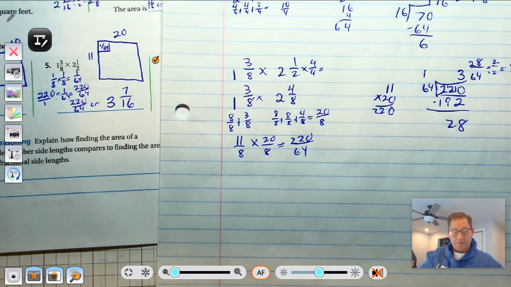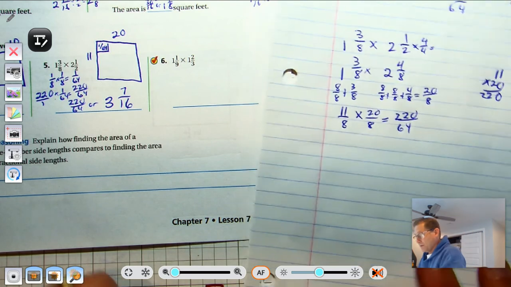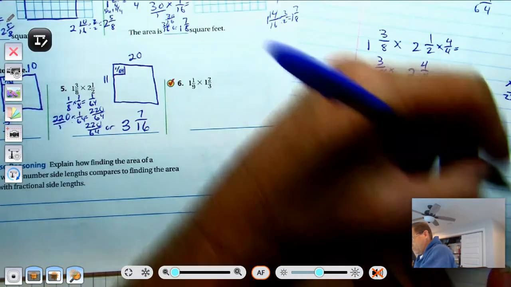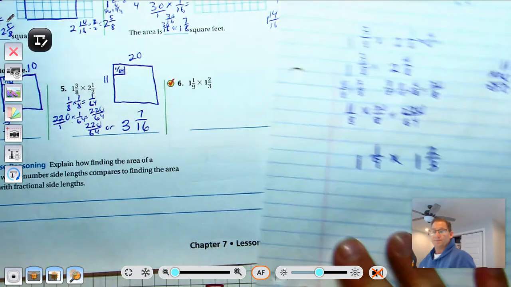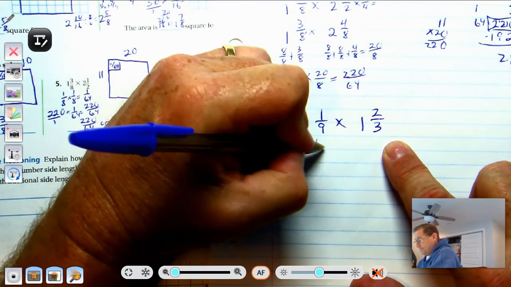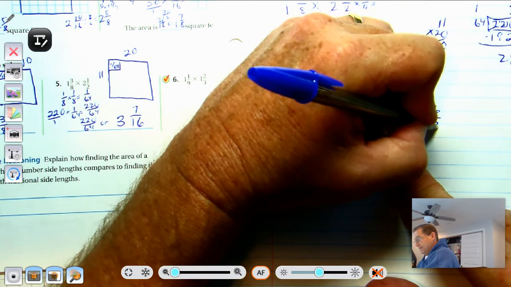All right, so now in our next one, number 6, we have 1 and 1/9 times 1 and 2/3. Okay, I'm going to change these thirds into ninths by multiplying by 3 over 3. And so we have 1 and 6/9.